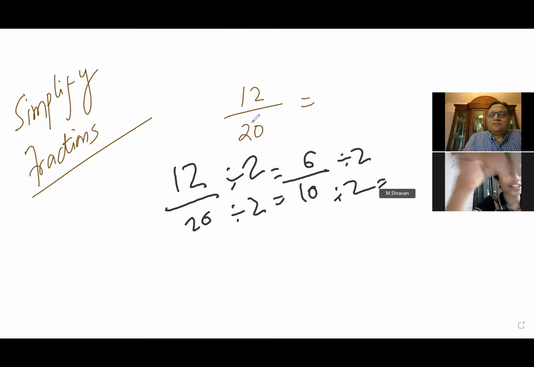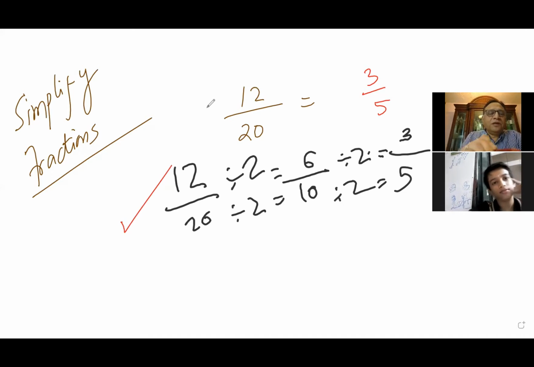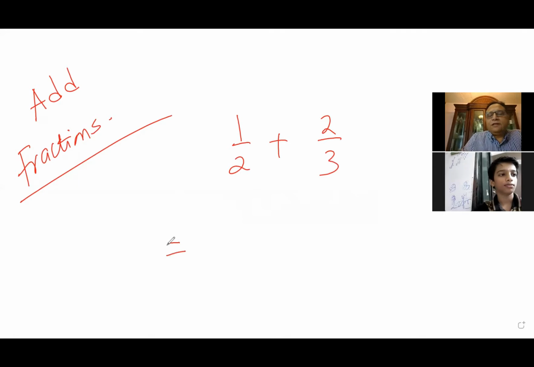You can just mentally calculate it and tell me. Oh, good job. So you got the answer, which is perfect, which is 3 over 5, right? So you know how to simplify fractions. That is exactly what you have to do. Good job. Now, let me clear this and say, how do you add fractions? Let us say if I have 1 over 2 plus 2 over 3, what will I get? Tell me. How will you add this one?